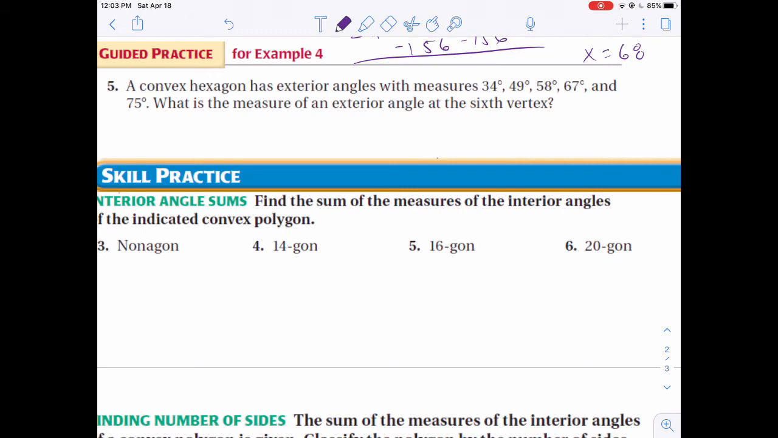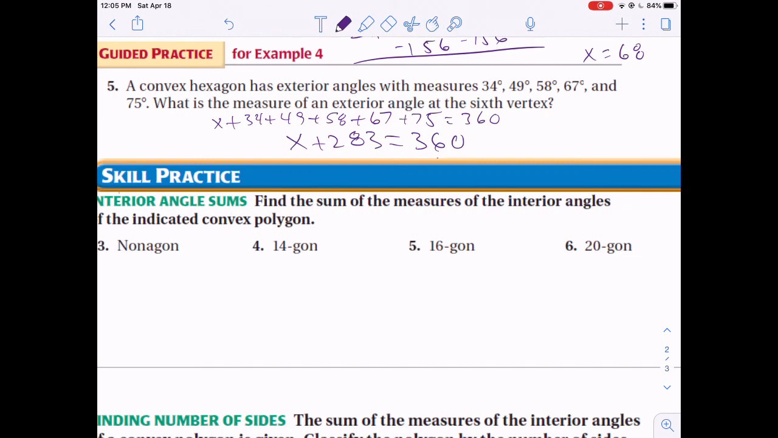So there's only one unknown this time. Again, it doesn't matter whether it was 7 or 20 angles. They all add up to 360. So I'm going to add all these values up. For this 6th one they're asking about, I'm going to call that one x. So it's x plus all the other values, 34 plus 49 plus 58 plus 67 plus 75 equals, you guessed it, 360. Those add up to 283. So x plus 283 equals 360.